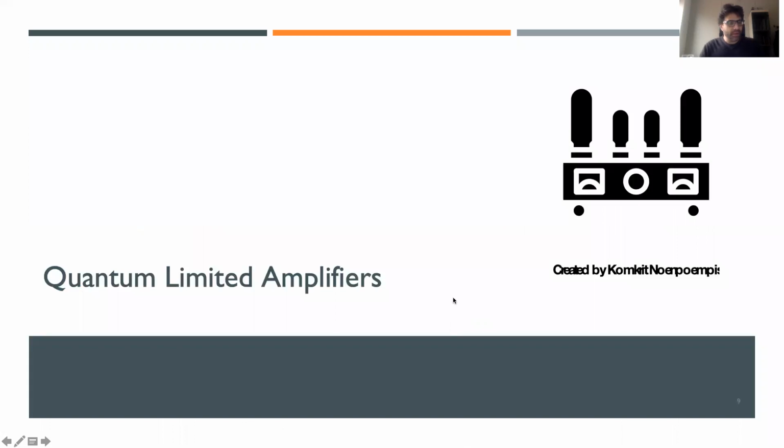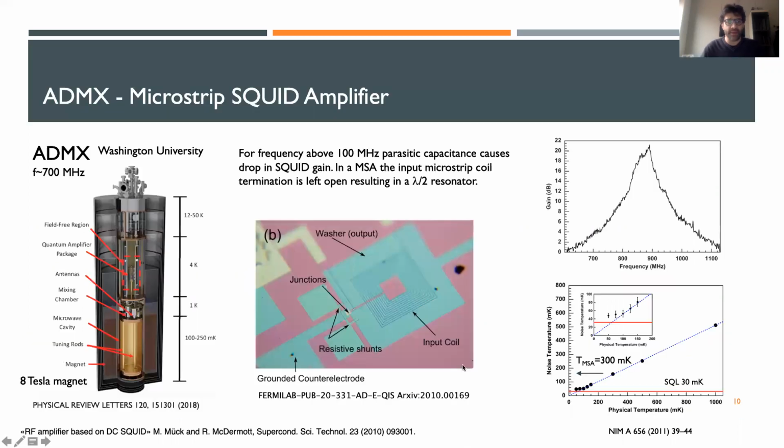So we'll review now the results obtained with the amplifiers. And this is ADMX at Washington University. It's a haloscope with an 8 Tesla magnet, 100 milli-K temperature, working at a frequency of about 1 gigahertz. And the first amplifier they used at the quantum level was a microstrip SQUID amplifier.